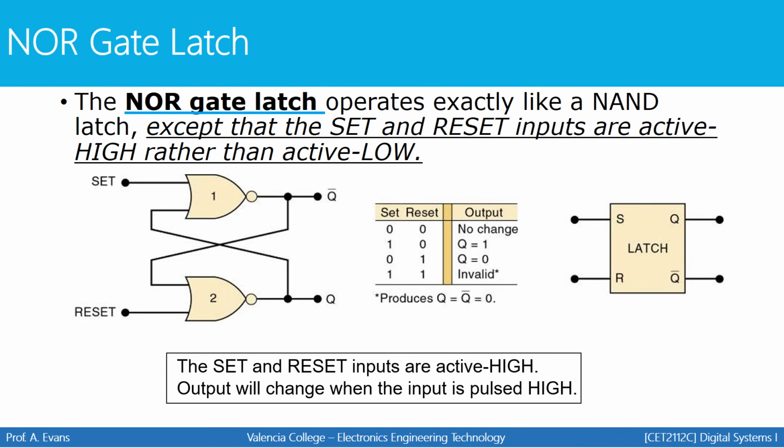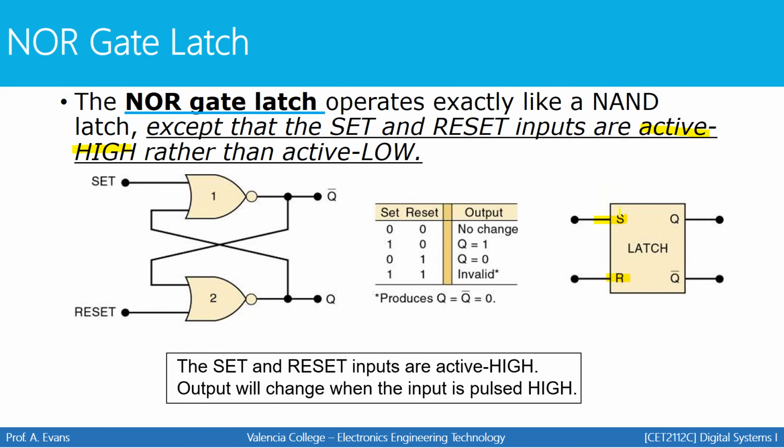You can also create a latch out of NOR gates. It operates exactly like a NAND latch, except that the set and reset inputs are now active high rather than active low as they were before. You also notice this in the picture. There's no bar and no bubble on the S and the R inputs. If there's no bar and no bubble, that's an active high input.